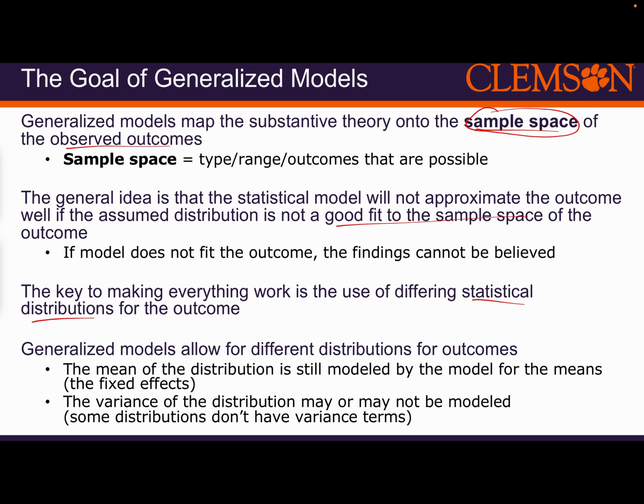They allow for different distributions for outcomes. The mean of that distribution is still modeled by the model for the means, and the variance of the distribution may or may not be modeled, depending on whether or not that distribution has a variance term. We're going to see that really quickly, because when we work with binary data and we use a Bernoulli distribution, which we'll introduce in just a bit, it doesn't have an error term. It has one parameter. In fact, it doesn't have a variance term.